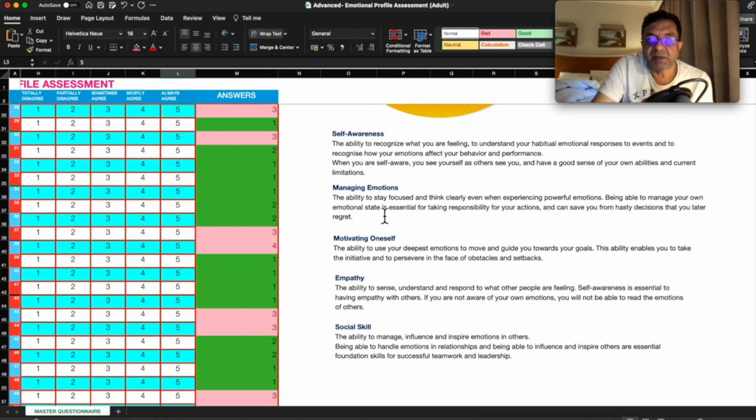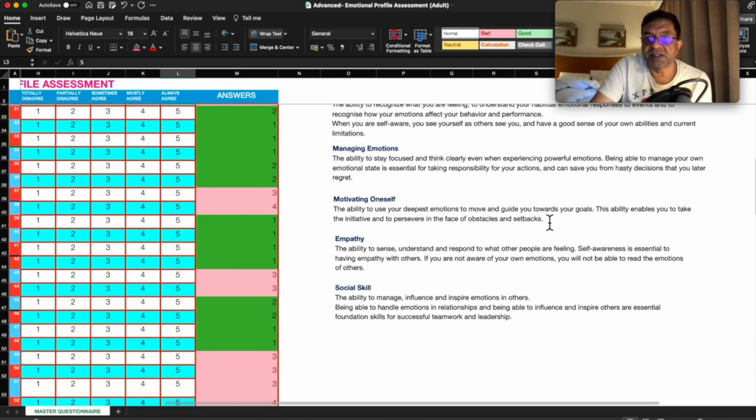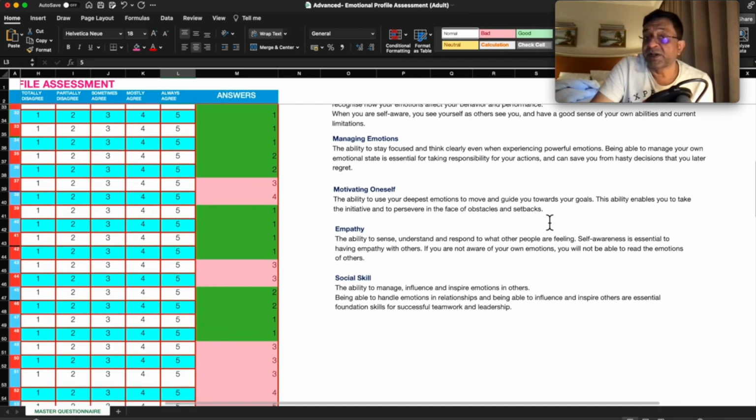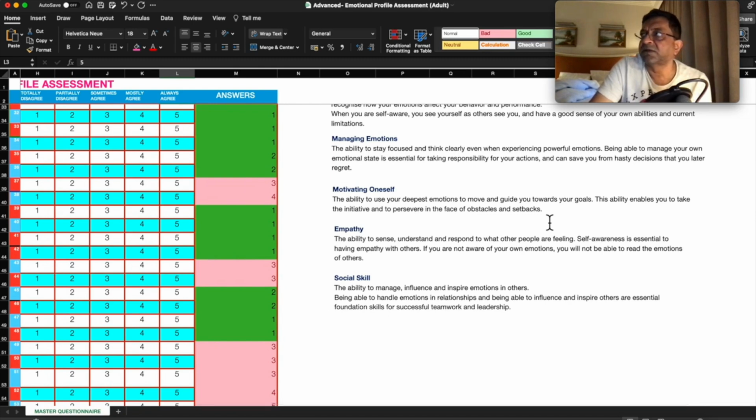Managing emotions, the ability to stay focused and clearly think when experiencing powerful emotions. That is management of your emotions. Not blowing your lid off, not being angry at somebody or your work or your colleague or your family whenever you feel like. Okay? Being able to manage your own emotional state is essential for taking responsibility for your actions and can save you from hasty decisions that you later regret. We all take decisions in a hasty moment and then regret later. Oh, I shouldn't have said that, or oh, I shouldn't have done that to that person.